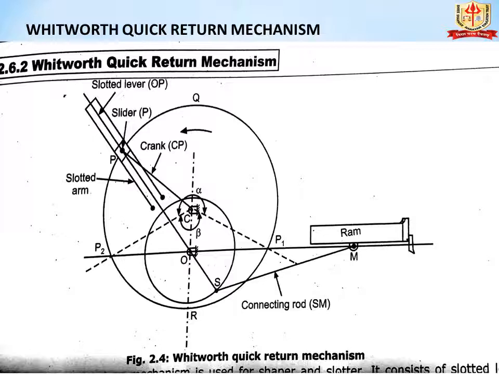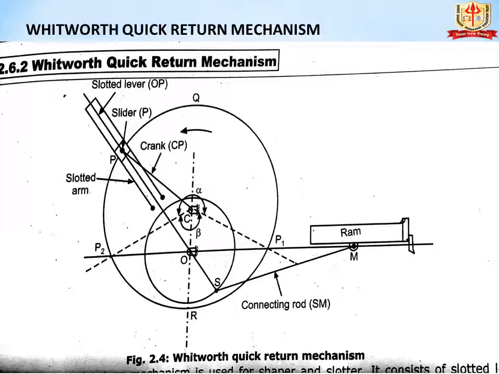It consists of slotted lever OP having fixed point O, in which slider P is mounted. Slider P is also connected to crank CP. Ram is connected to slotted lever by connecting rod SM.